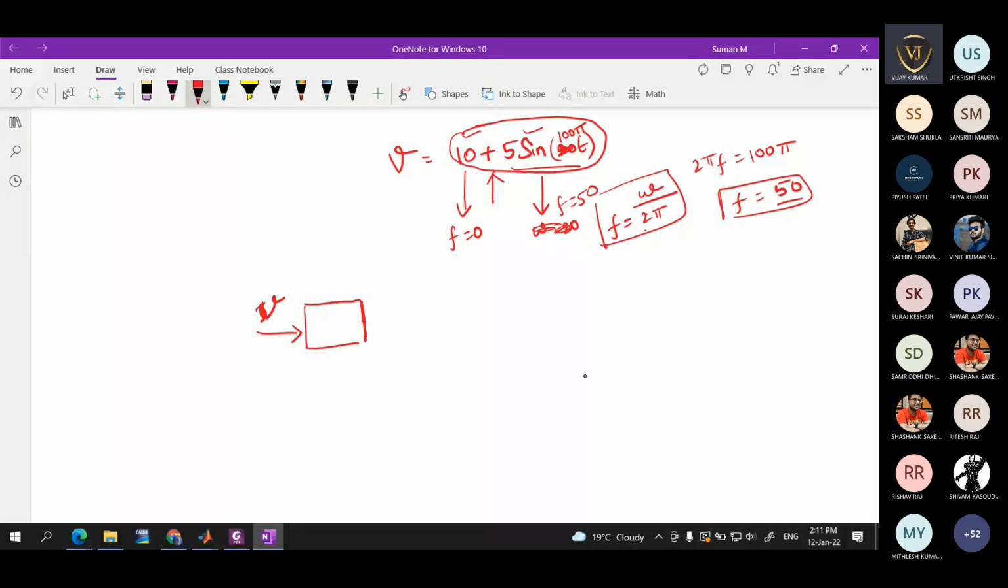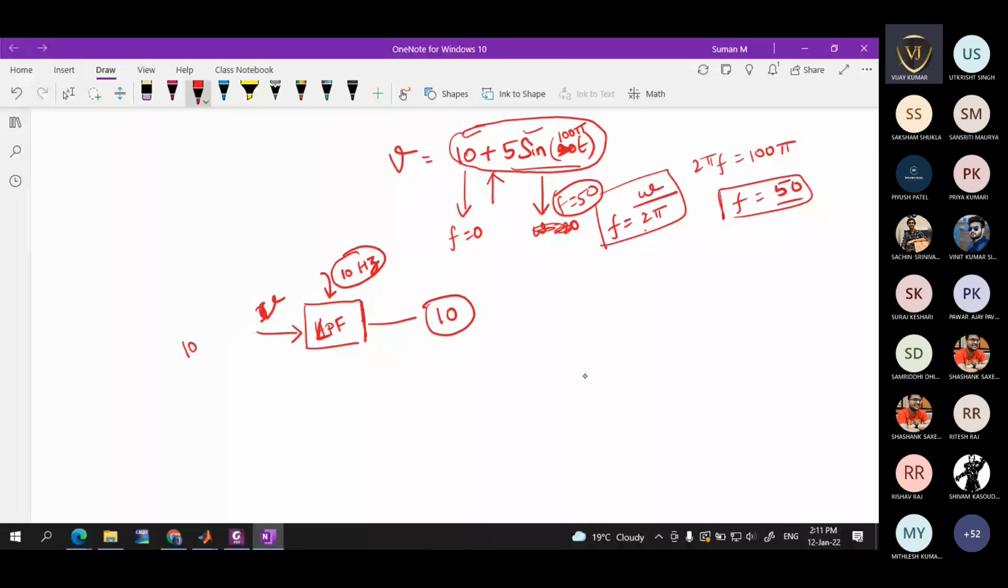So now what you can do is you can use a low pass filter, which will allow only the low frequency signals and it will remove all the high frequency signals. Here the frequency is 50 hertz. If I design the low pass filter in such a way that it removes all the high frequency signals which are more than 10 hertz, then I will be getting only 10 here, that is the DC signal only.